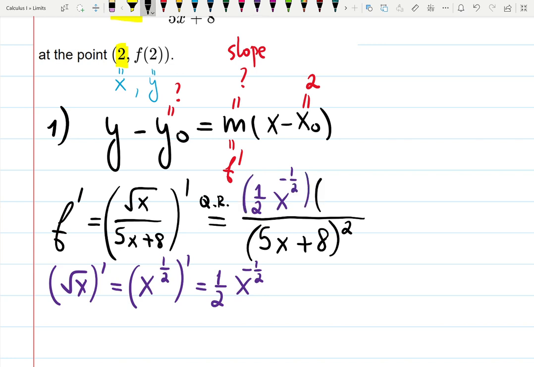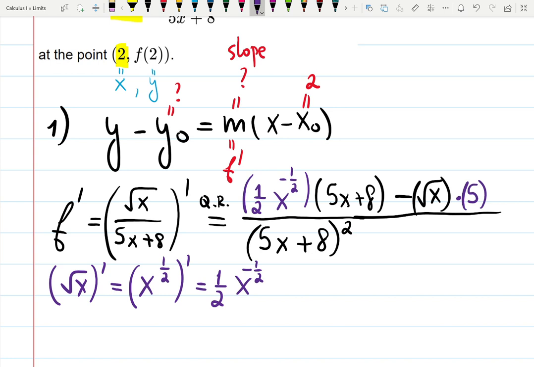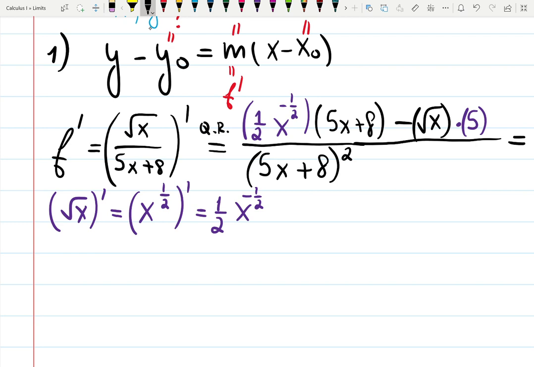Then copy the denominator 5x plus 8. That was simple. Minus is part of the formula, that's why order matters. Then copy the numerator, which is square root of x. Differentiate the denominator, which is just 5. The derivative of 5x plus 8 is 5. Now, probably we should simplify this to see what is happening. Don't touch the denominator, it's still (5x plus 8) squared.